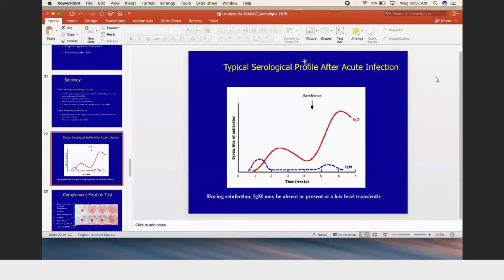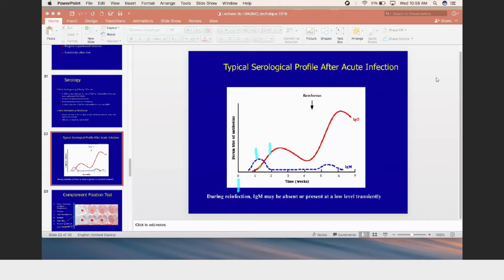See here. This graph is very, very important when you go to the field. First-time infection is like this. The animal is infected here. Then after, let's say, a few days, normally 7, 8, 9 or 10 days, 14, you can see the IgM first. This is the IgM. Normally around day 14, you can start to see IgG here.